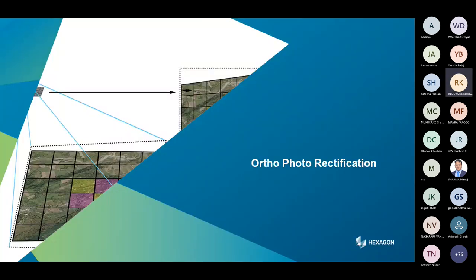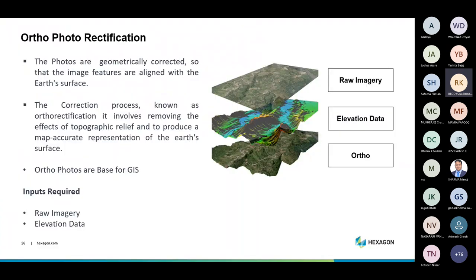Then we have to do the orthorectification. Why should we do the orthorectification? Why can't we use directly the photos which came from sensors or cameras? Because we will consider the photo as a plain paper. But our earth is not a plane. As we all know, our earth is undulating. So for that, we have to create elevation data by using our raw stereo imagery, and then use the elevation data to rectify our photograph as per our ground.